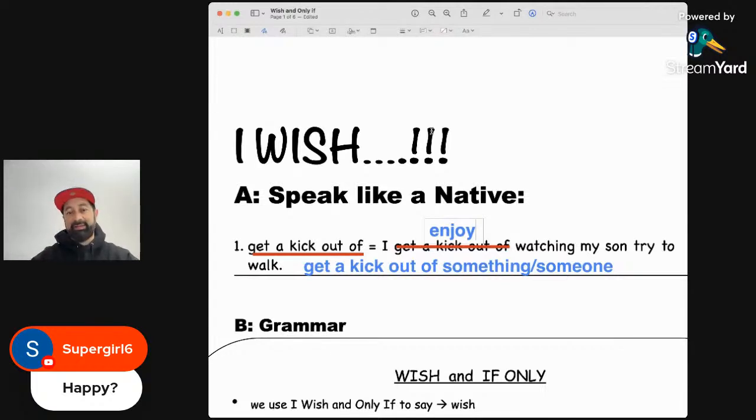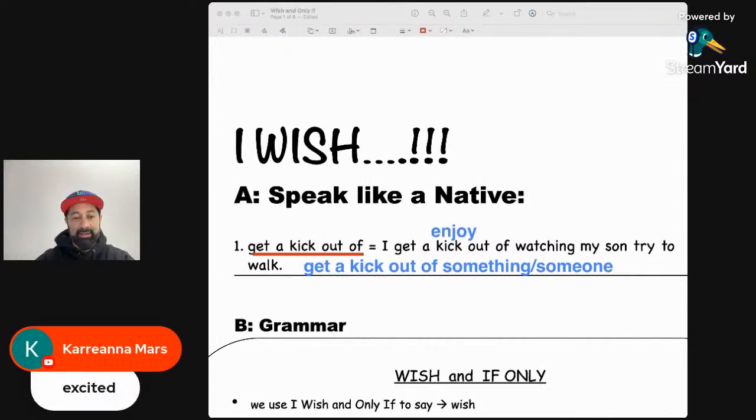So to get a kick out of something means you enjoy something. And of course, you can make it past tense: I got a kick out of something. All right, so we have the meaning here. Get a kick out of means enjoy. That was, while we're waiting for people to join, I wanted to give a slang vocabulary word. Karina, excited. Yeah, you're excited. You enjoy it. You're having fun. Excellent. Very good.